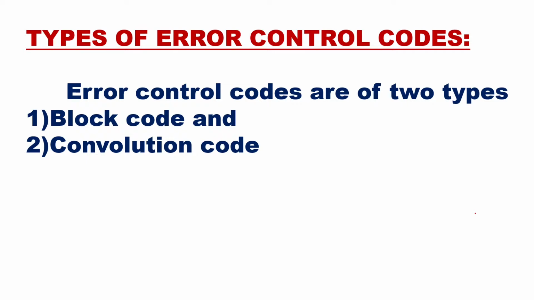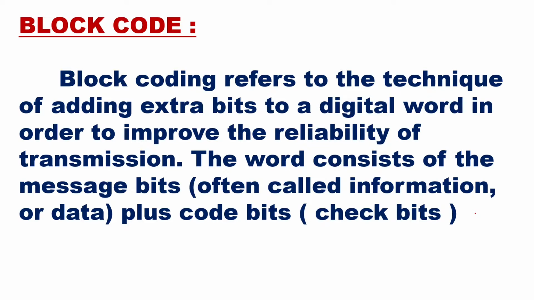Okay. So here, if you see the definition for block code, it is very simple. Block coding refers to the technique, remember this, block coding refers to the technique of adding extra bits to a digital word. That means you are adding extra bits to the information bits. This is added in order to improve the reliability of transmission, because the transmission reliability should be good. It should be error free. We are going to try that.